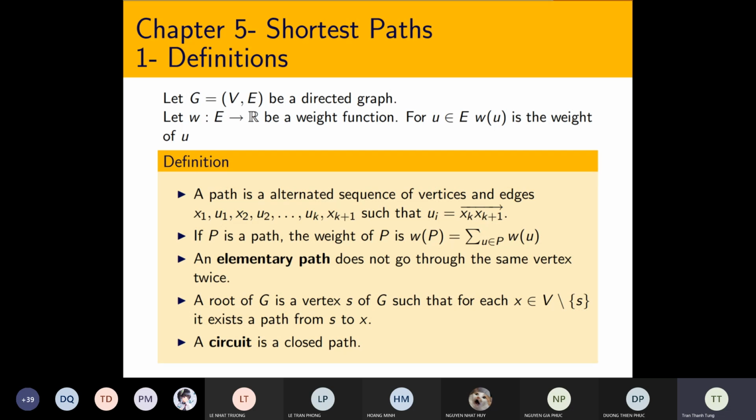But in shortest path, we have some definitions that we should care about. Now again, we change the context. We want to work with a directed graph. It means the graph has directions. Okay, and we have the weight function. Okay, so say W is a weight function. Okay, and then we have this thing.